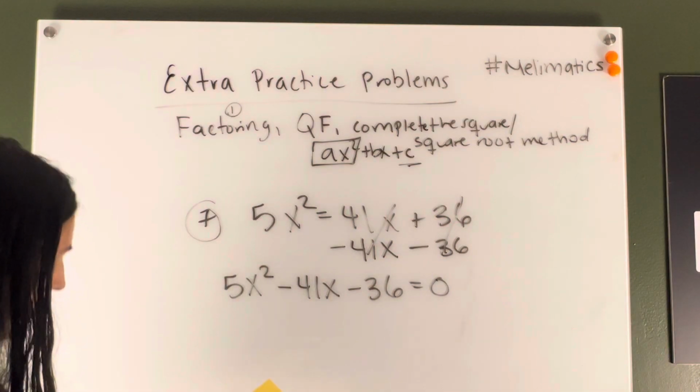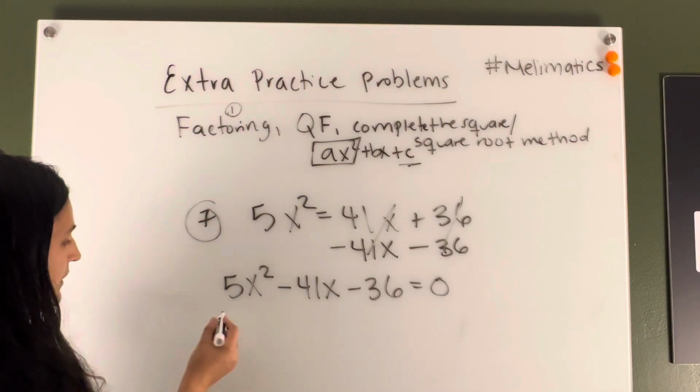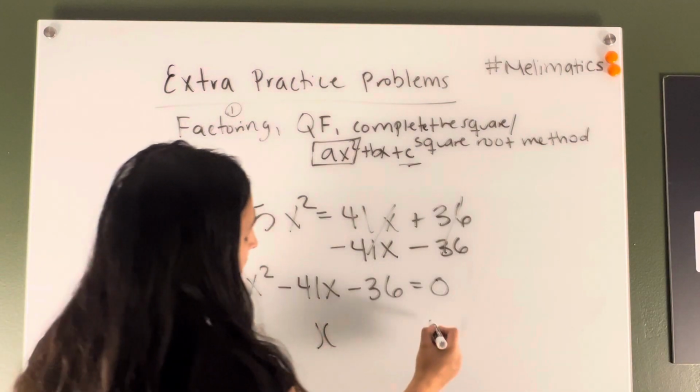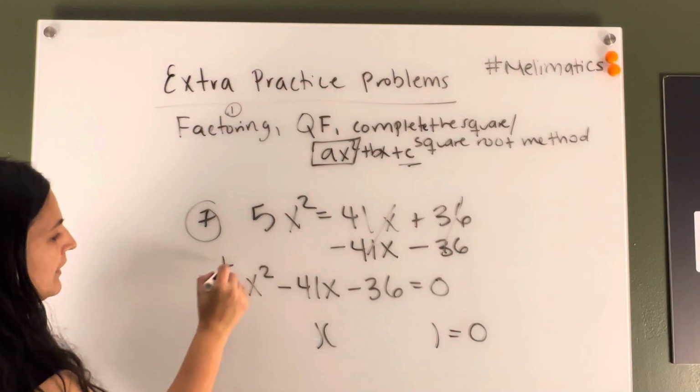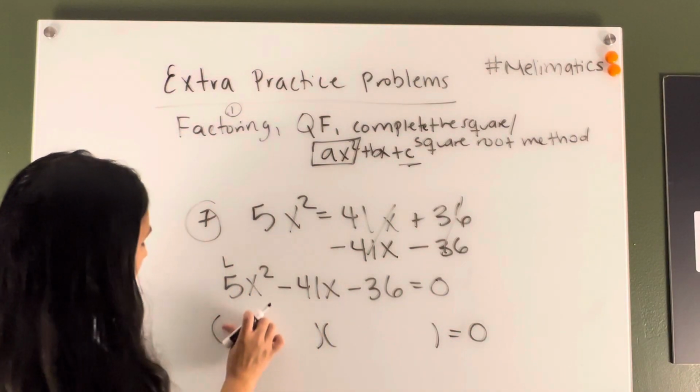Okay, so we can try different things. Again, I'm going to try to go for factoring. It doesn't hurt to go for factoring. Okay, so factors of 5, 1 and 5. I like to put the 5 here.